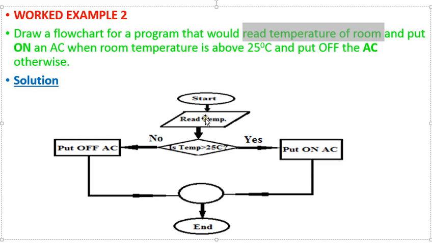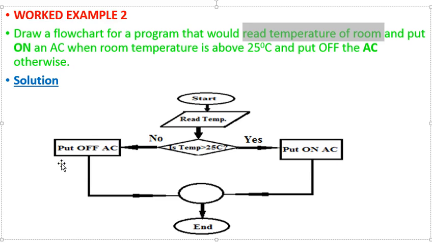Having read the temperature, we'll go to a decision box to ask, is this temperature greater than 25 degrees Celsius? If yes, we are told that we should go and put on the AC. Putting on the AC is processing, is doing something. Therefore, we have to use a rectangle. After putting on the AC, it will go to the end. But if the temperature is not greater than 25 degrees Celsius, then it will put off the AC and it will go to an end.